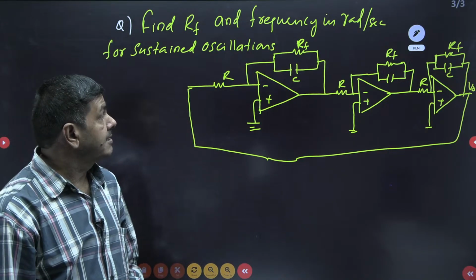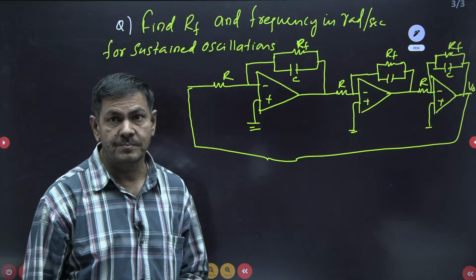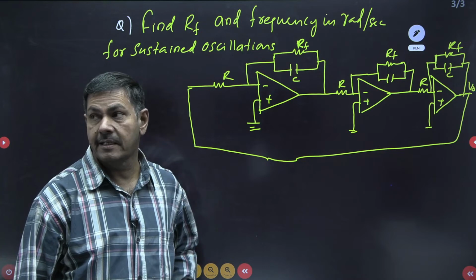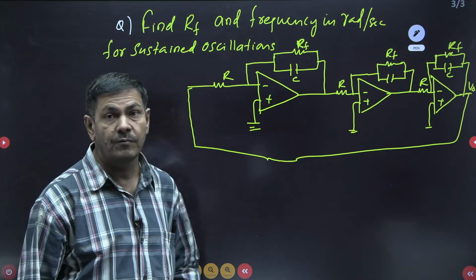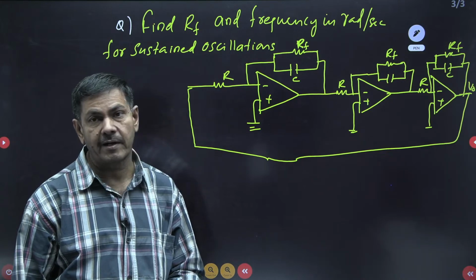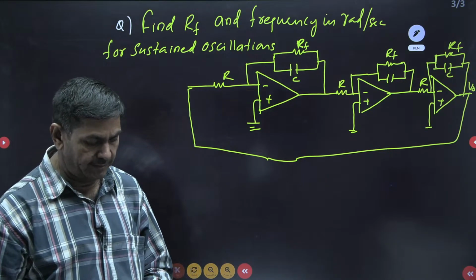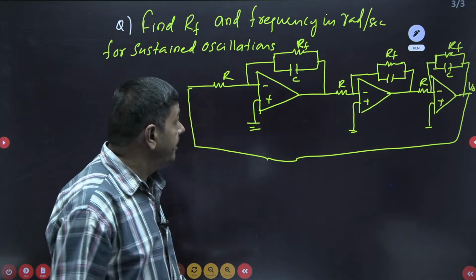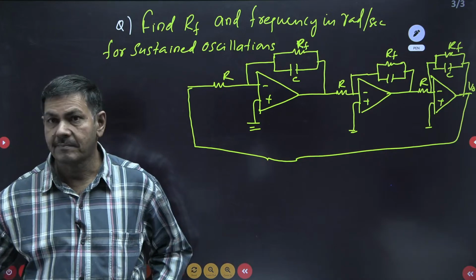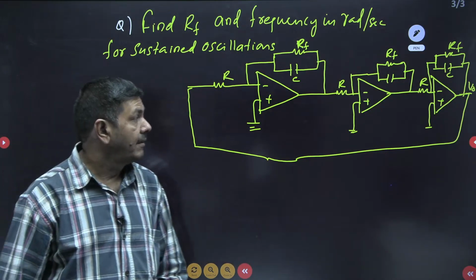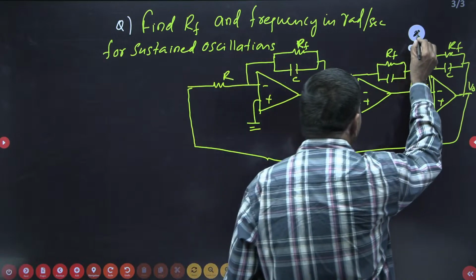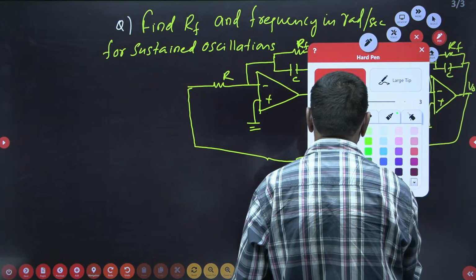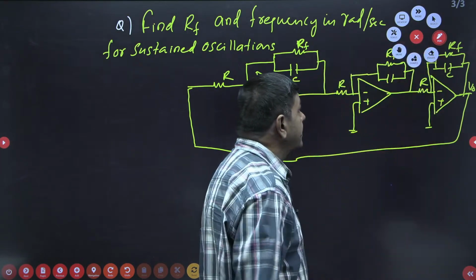The question is asking to find out the RF and also the frequency in radians per second. Frequency in radians per second is nothing but omega; we know omega value is enough, F is not required. But can anybody tackle this question without my help? How can we find the frequency and also RF? This RF value is also required. Please watch. It is the same as the last derivation only.